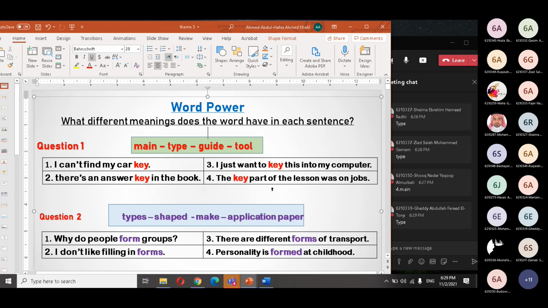Ready? Now we are in question 2. In question 2, we have the word form, and you have the meanings. Types means the kinds. Shaped, make, application paper. Okay, so what does each word mean here?